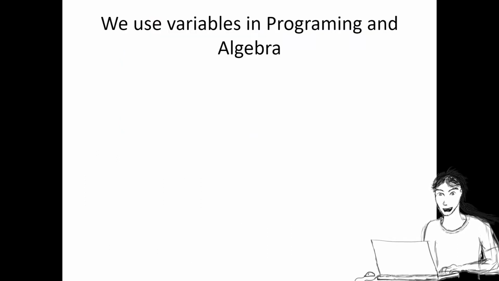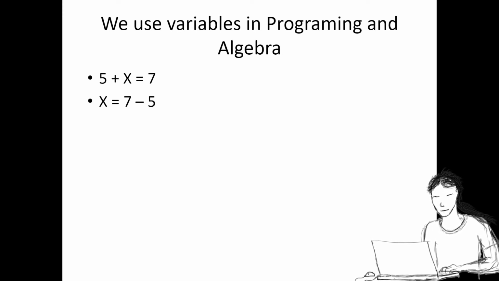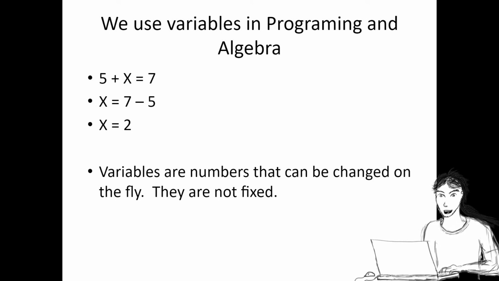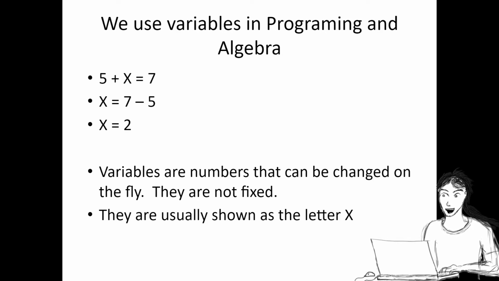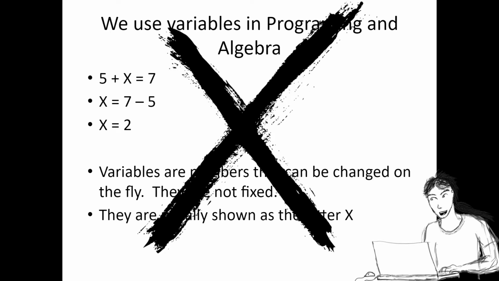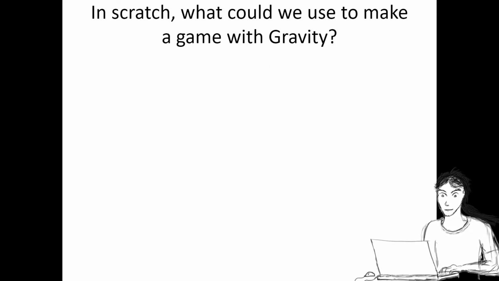Variables are used in programming and in algebra and math. In algebra, a lot of times a variable represents an unknown number. So here we have an equation, 5 plus x equals 7. Then you do the algebra and you realize, oh, okay, x equals 2. But variables are numbers that can be changed on the fly in coding. They're not fixed, so they're usually represented by the letter x, or a different letter like y or z too, but usually it's x.